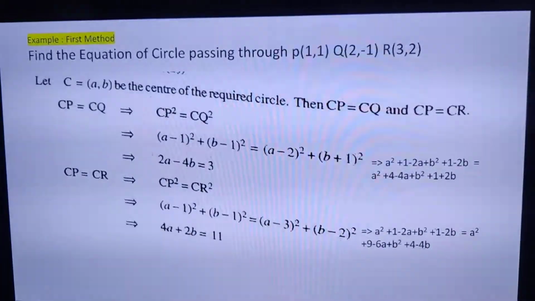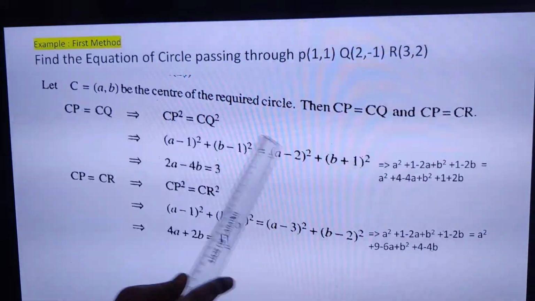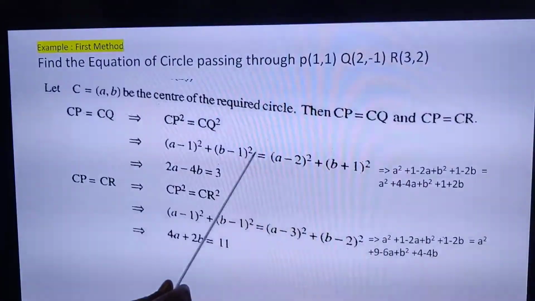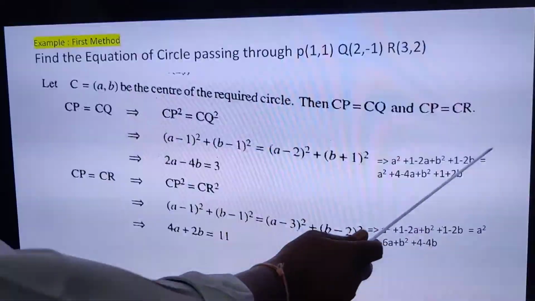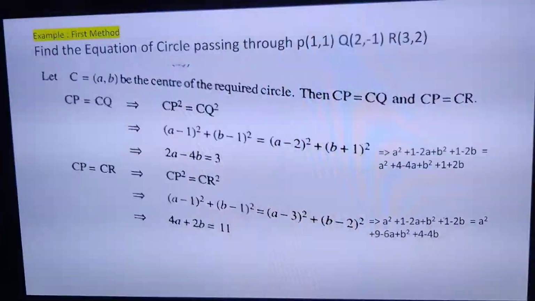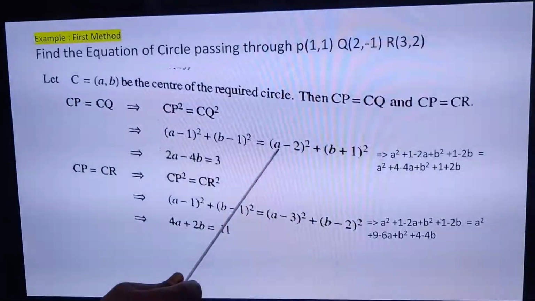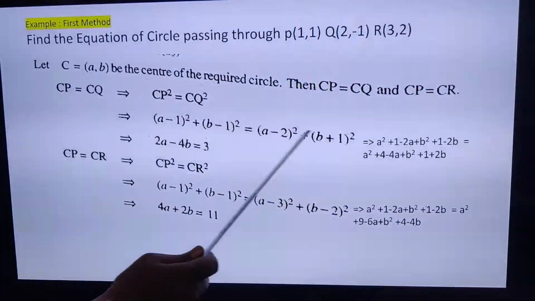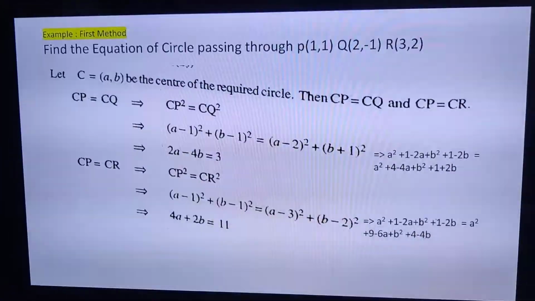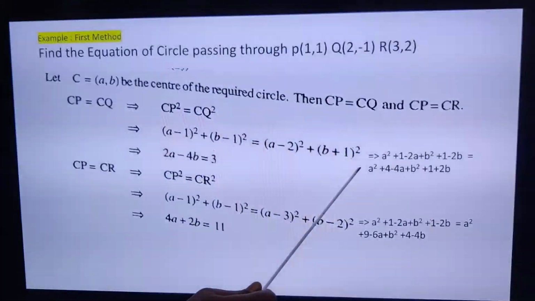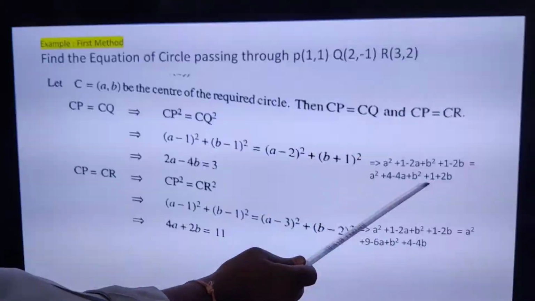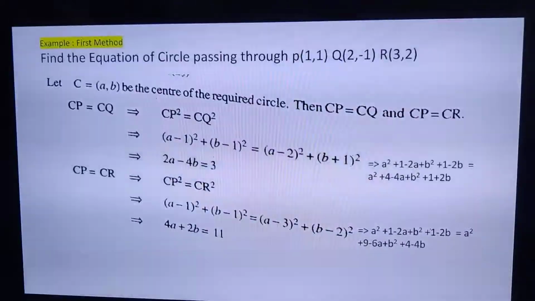By expanding this, (a minus b) whole square means a square plus b square minus 2ab. Here, b minus 1 gives b square plus 1 minus 2b. On the right-hand side also, we can expand using the formula (a minus b) whole square, a square plus b square minus 2ab. Similarly, (a plus 1) whole square, using the formula (a plus b) whole square, is a square plus b square plus 2ab.